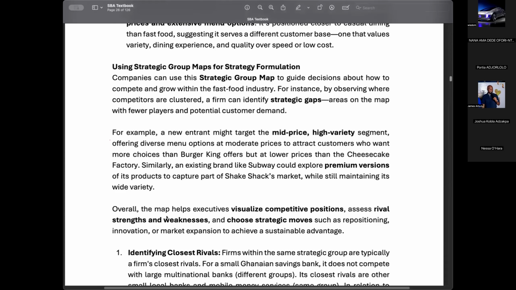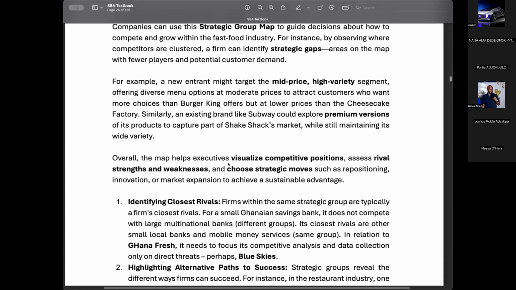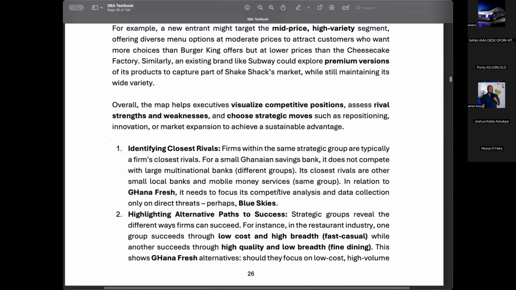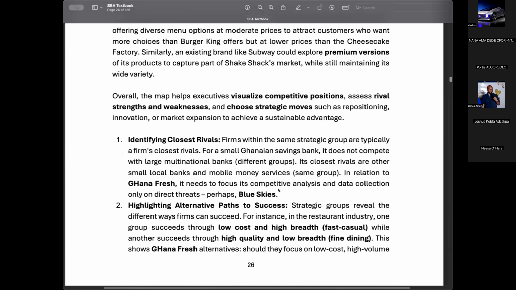Now, overall, the map helps executives to visualize competitive positions, assess rival strengths and weaknesses, and choose strategic moves. So, for example, number one, if I'm a company, the first thing I would like to note is who my competitors are, the firm's closest rivals. So for a small savings bank, your competitor is not the big savings bank. It's going to be the local small banks, and then the mobile money person in your community. Those are your competitors. If you don't know how to analyze competitors, you'll be in trouble.